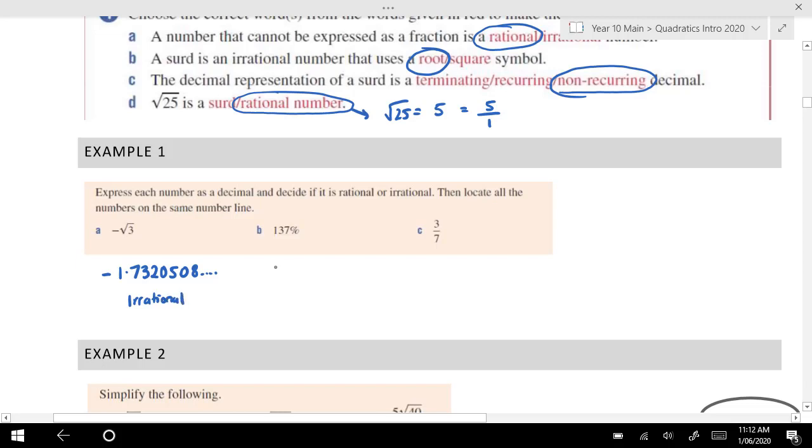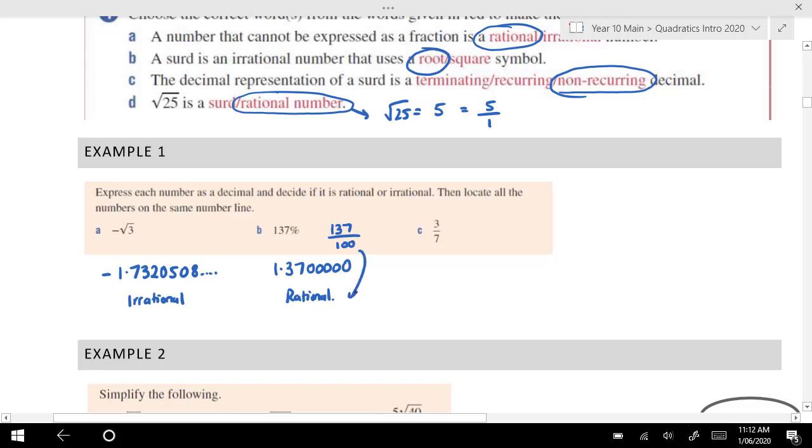137% is the same as 1.37 if I divide it by 100, which of course has recurring zeros, so that would be rational. It could also be expressed as a fraction, if you like. We could express that as a fraction of 137 over 100. Okay, so it's certainly going to be rational.